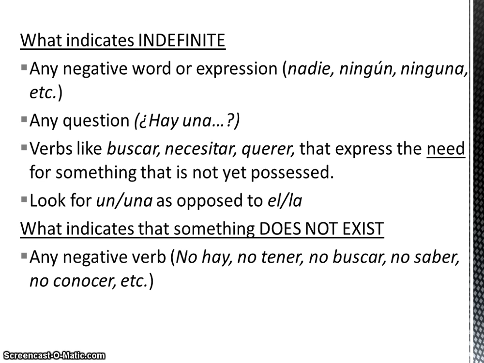Things that indicate that something does not exist for sure are going to be any negative verb like no hay, no tener, no buscar, no saber, no conocer, etc. On the flip side, things that are going to express definite antecedents or things that do exist are going to be the opposites of these. So whereas no hay would express something that does not exist, hay is going to express something that does. Whereas un or una is going to express something that may not exist, el or la generally will express something that does.